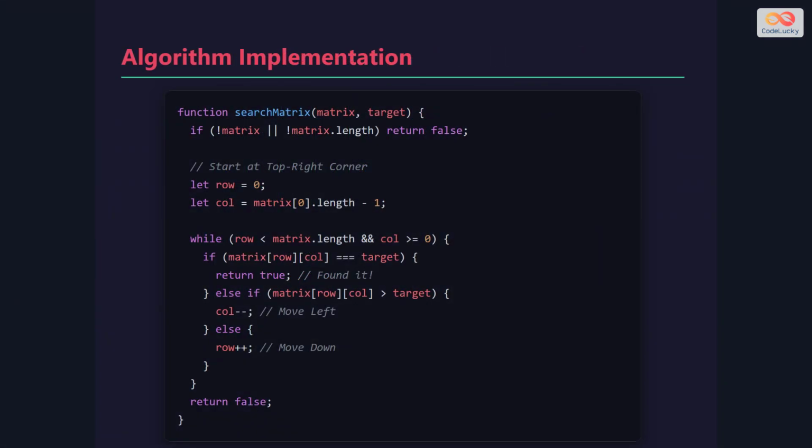Here is the implementation. We initialize our pointers to the first row and the last column. We loop while the row and column indices are valid. Inside the loop, we check three conditions. If we find the target, return true. If the current value is greater than the target, decrement the column index. Otherwise, increment the row index. If the loop finishes without finding the target, we return false.